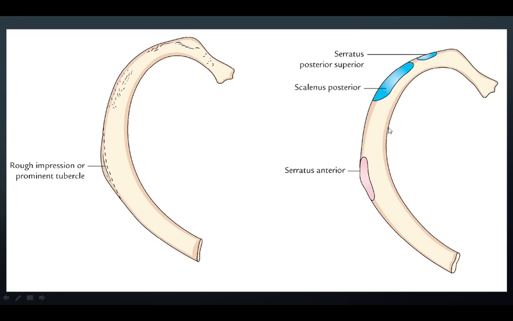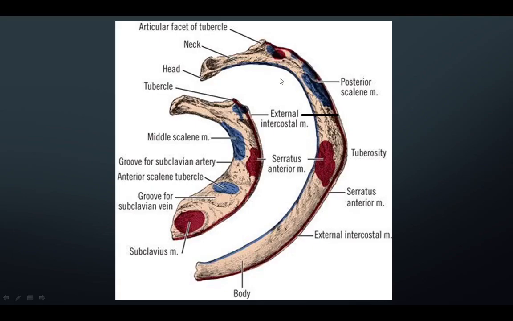Okay, so all these are attached, just like in the typical ribs, but this looks more like a first rib than a typical rib, and it has two attachments to two adjacent vertebrae, of course. This gives attachment to the serratus anterior, scalenus posterior, and the serratus posterior superior. Okay, so again, this is the comparison between the first rib and the second rib.